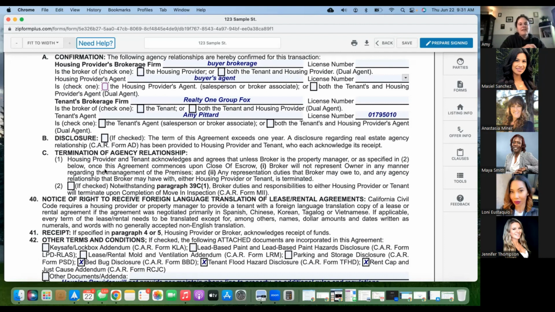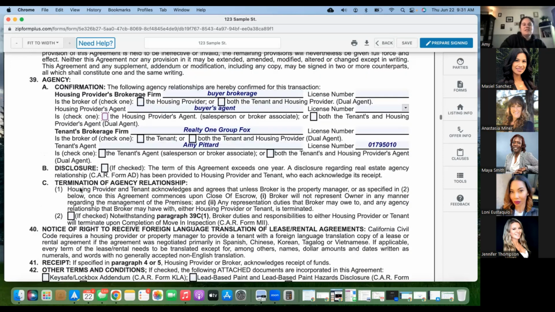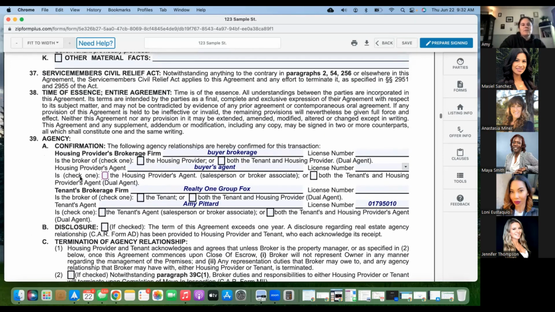Okay. Notwithstanding paragraph 39C1, broker duties and responsibilities to either housing provider or tenant will terminate upon completion of the move-in inspection, CAR form MII. So that just prolongs it a little further. In case you're providing that MII form, you would check that box there for C2 if we're representing them through that period. Any questions about the agency section or the 37, 38, 39? Service members, time is of the essence, or agency.